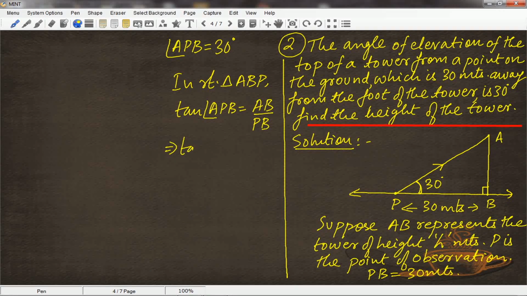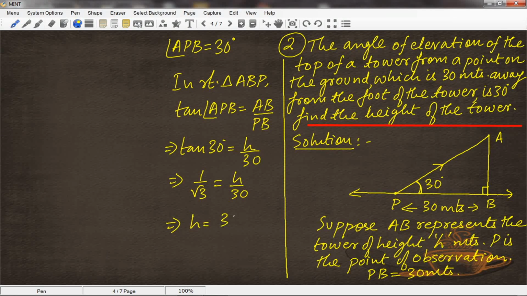So tan of the angle 30 is equal to AB, which is mentioned as h, upon 30. PB's length is 30. Tan 30 is 1 by root 3, h by 30. So h will be equal to 30 by root 3, and then we'll rationalize it. h will be equal to 30 root 3 by 3, multiplying root 3 in the numerator as well as in the denominator. So it will be 10 root 3.